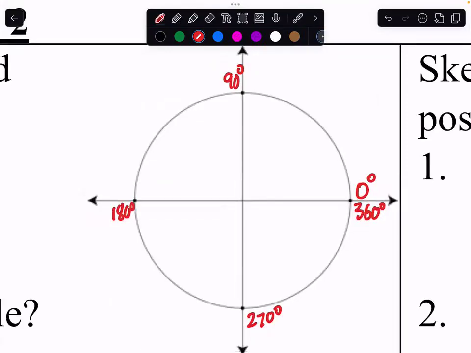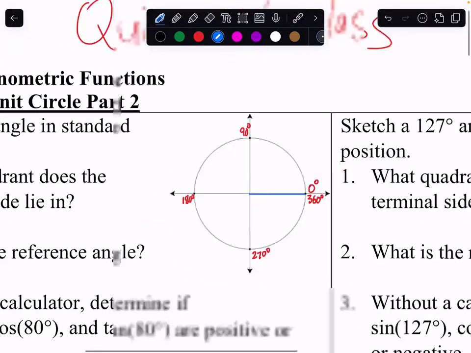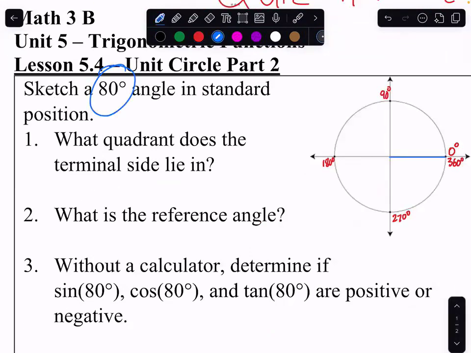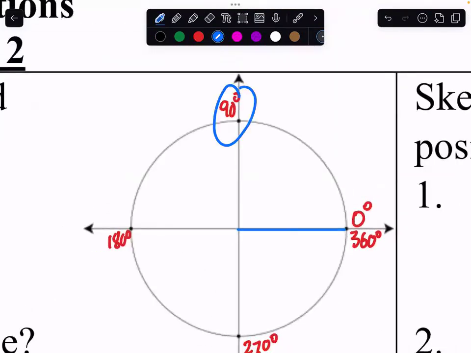When we're asked to draw an 80-degree angle, we always start on the positive x-axis. Because it's a positive angle, we rotate counterclockwise, the opposite of a clock. 80 is a little bit less than 90, so we would stop a little bit short.